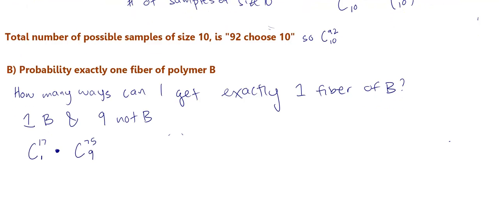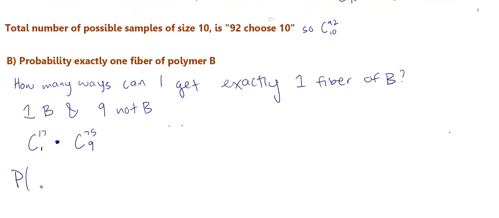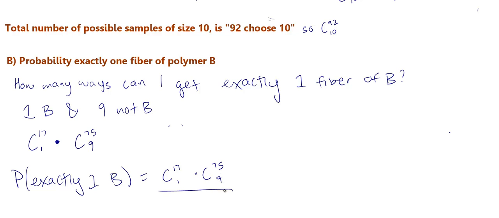But we weren't looking for how many ways, we were looking for the probability. So the probability of exactly one B would be the number of ways to get exactly one B, so 17 choose 1 times 75 choose 9, divided by our total number of possible samples of size 10, which is 92 choose 10. We can put this into our calculator and we get 0.296.